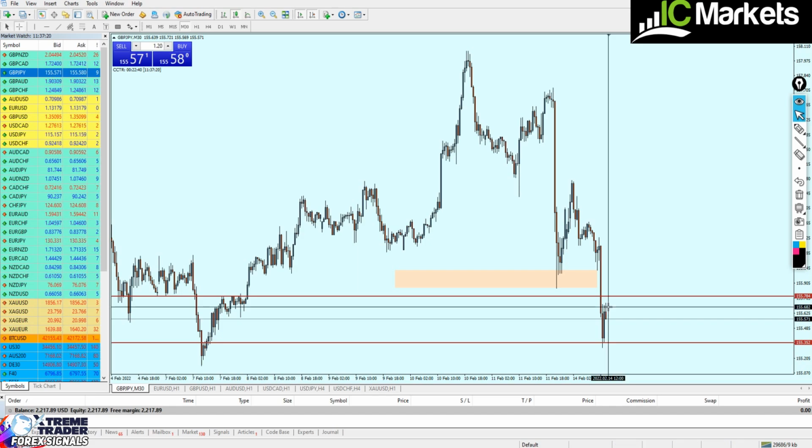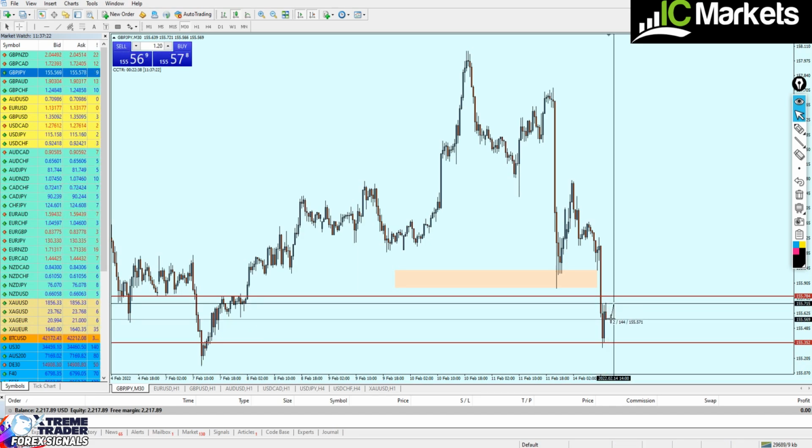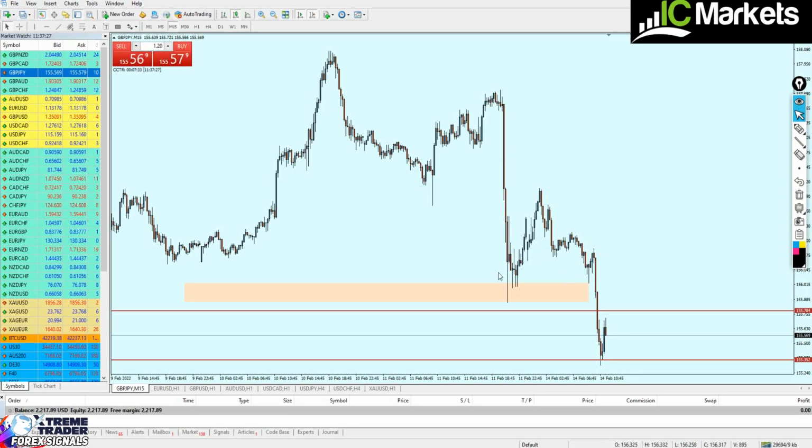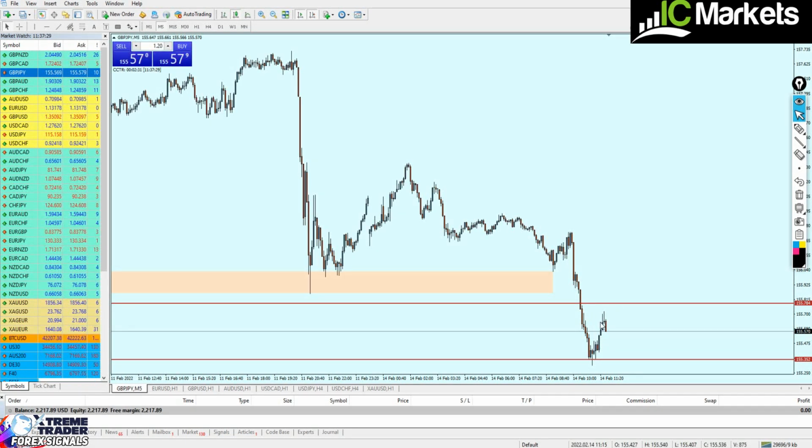Now, sadly, we can see that the candle has already fallen 14 pips since I started the recording. Let me just go to the 15-minute time frame, 5-minute time frame. Still, we can expect the candle to reach this level.